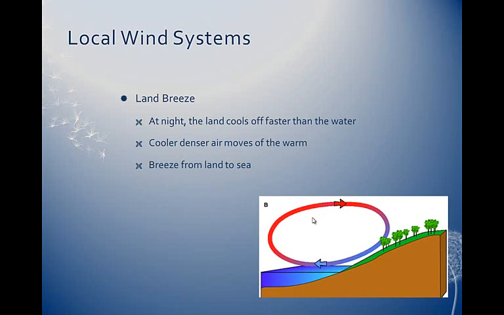So your land breeze happens at night, and it's the reverse. The land cools off much faster than the water does. So that cooler, denser air moves from the warm. So your land is actually going to be cooler. So it's going to go towards the warmer water, which is going to rise and travel back towards the land, and you'll have the reverse effect.